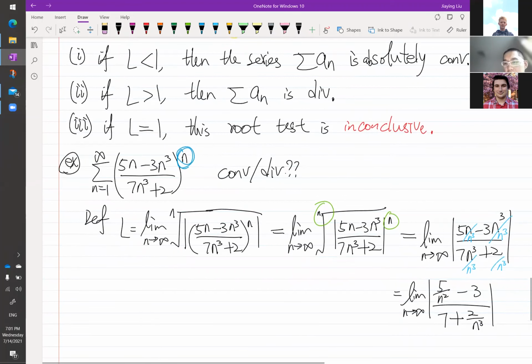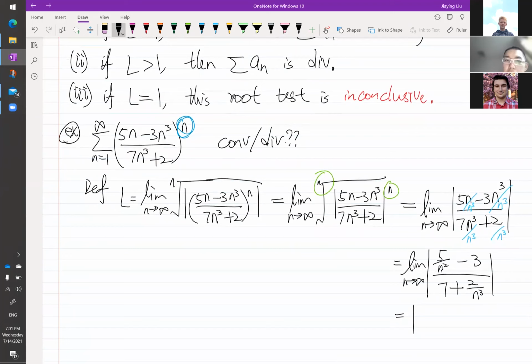Now we can take the limit because the absolute value doesn't make a difference when we take the limit. So if we take the limit, the absolute value is still there, the 5 over n squared term goes to 0, because n goes to infinity. The 2 over n cubed term also goes to 0. We get negative 3 over 7, which in absolute value is positive 3 over 7. It's just a positive value, but we need to compare this value to 1. So this is less than 1.